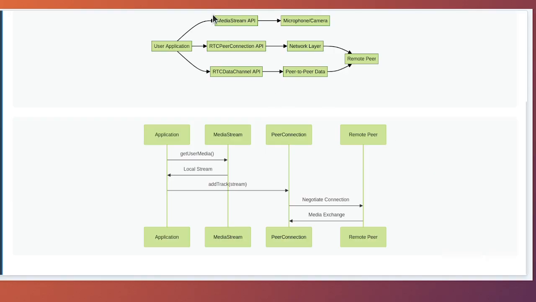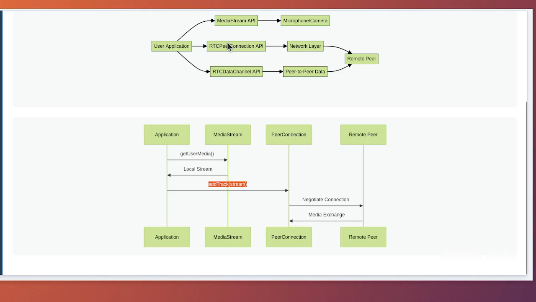The MediaStream API is your gateway to accessing local media devices. When you need to capture audio from a user's microphone or video from their webcam, you use this API through the getUserMedia method. This API handles all the complexities of interfacing with hardware devices, requesting permissions from the user, and managing the capture settings. A MediaStream object contains one or more tracks, where each track represents a single media source like an audio channel or video feed. You can manipulate these tracks independently, enabling features like muting audio while keeping video active, or applying filters to video streams before sending them to peers.